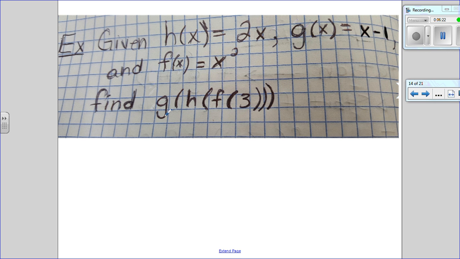And if you look at what we're looking for, g of h of f of 3. So you kind of have three steps in this one. I'm going to walk you through it. Please ask me questions if you have them, and go ahead and copy this down.